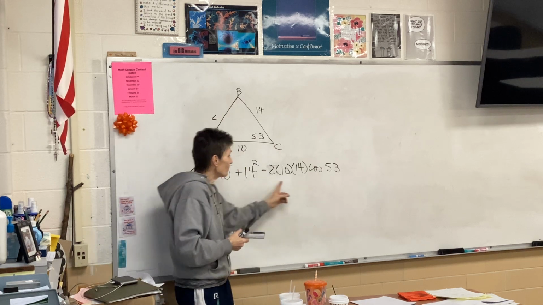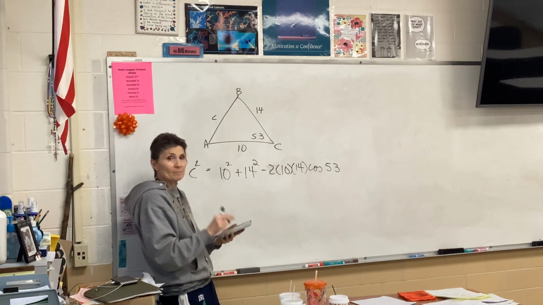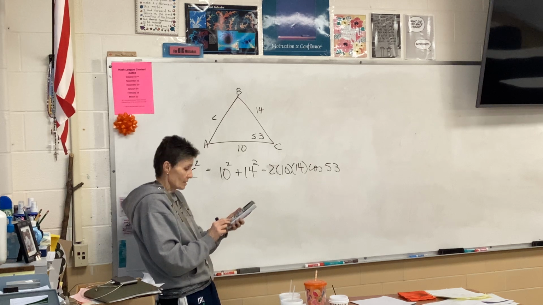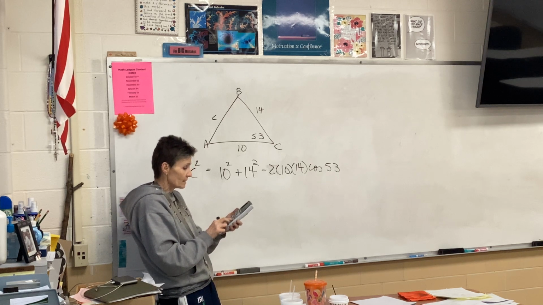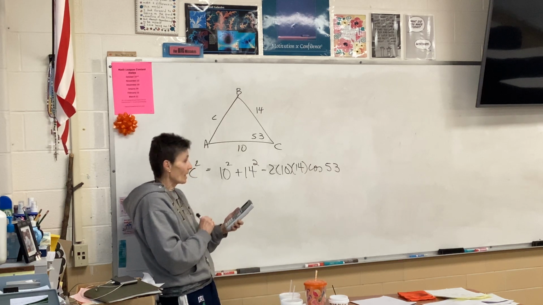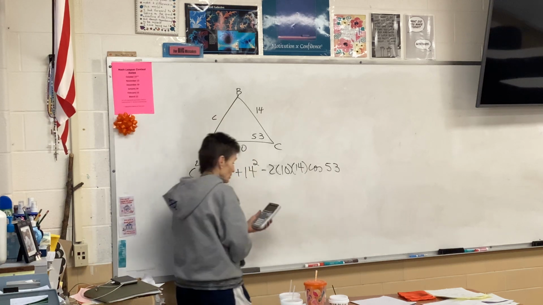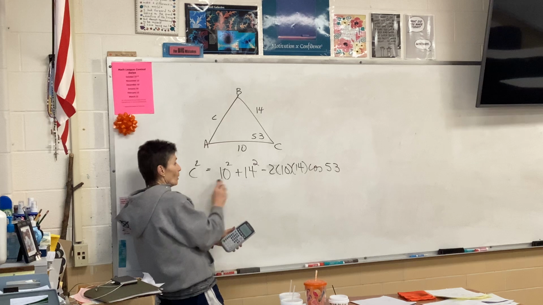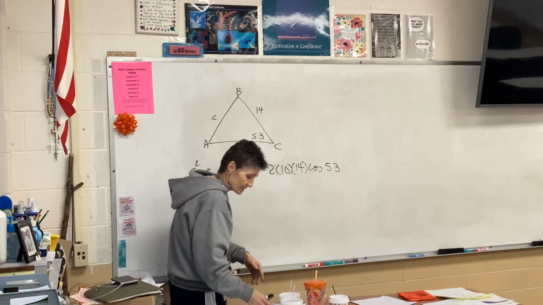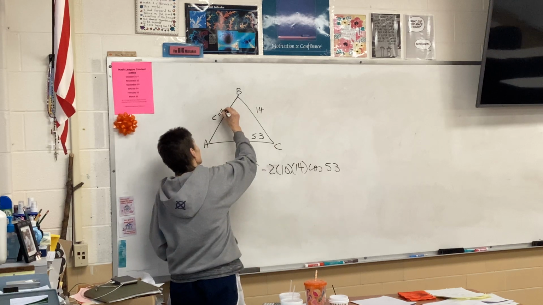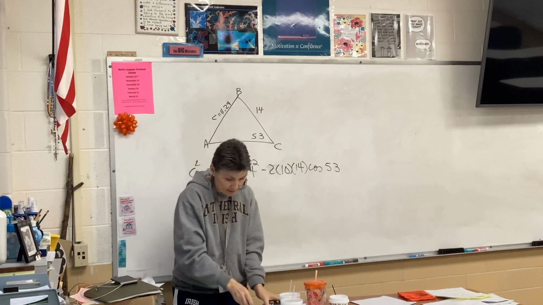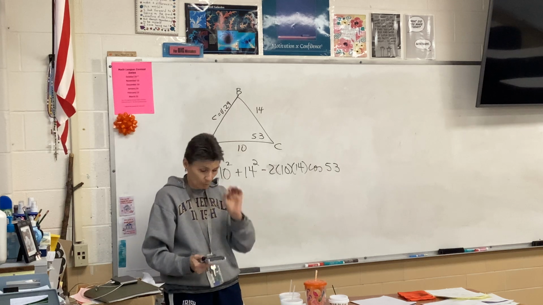Since there are no variables in this big long thing, I'm just going to type it in. So 10 squared plus 14 squared minus 2 times 10 times 14 times cosine 53. Just type it all in. And then remember, what you get, which I got 127 point stuff, is c squared. So we need to square root that, and c is 11.29. You are not solving the whole triangle. You are only finding side c. And we did it, we're done.